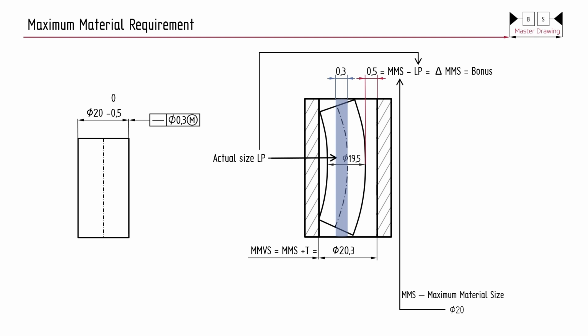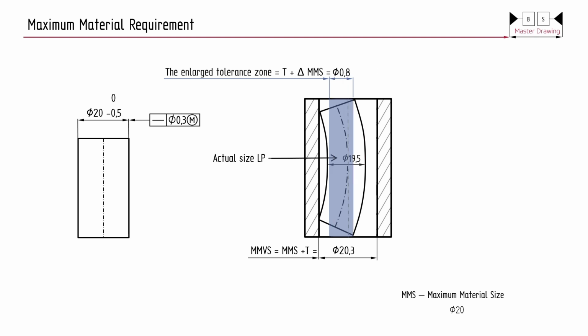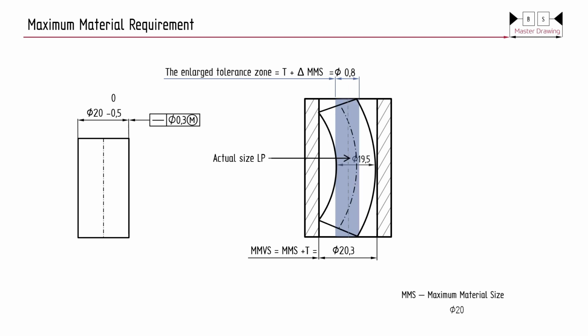The maximum material requirement can therefore also be interpreted as an increased axial tolerance, dependent on the size of the toleranced feature. For a cylinder with a diameter of 19.5, the tolerance with the maximum material requirement is increased by half a millimeter, resulting in a total of 0.8. The smaller the shaft diameter compared to the maximum material size, the greater the permissible straightness deviation, because the part will still fit within the gauge and therefore remain assemblable.